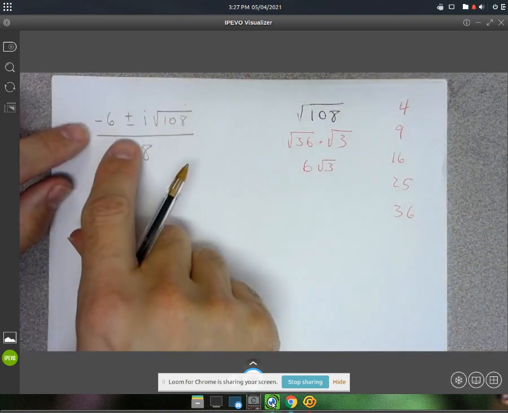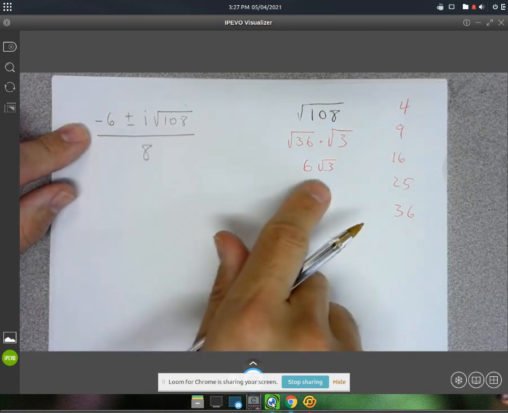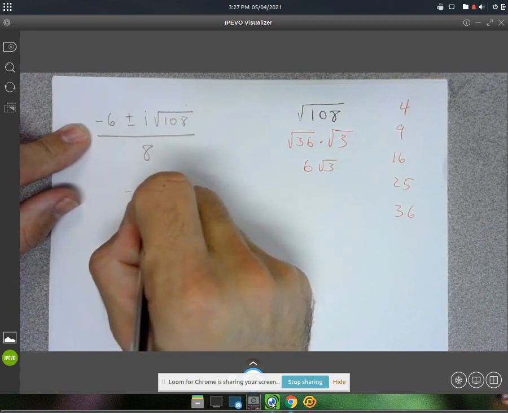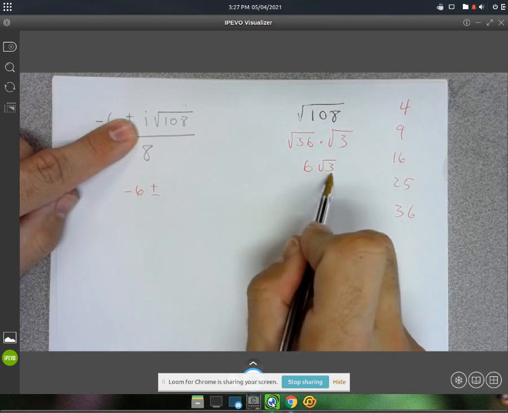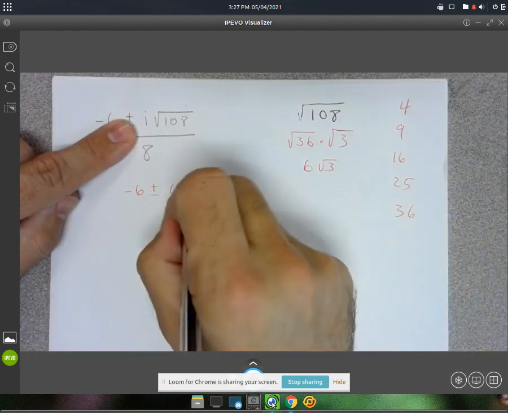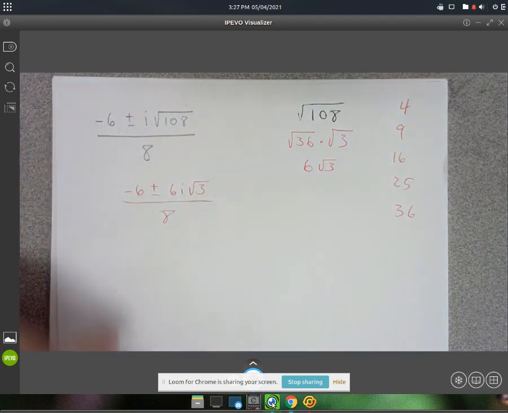So what I can do is go up here to this expression, but instead of putting a 108, I'm going to think of it as a 6 root 3. So I get negative 6 plus or minus, and the i and the 6 and the root 3, those are all being multiplied. So I'm going to write 6i root 3 over 8.